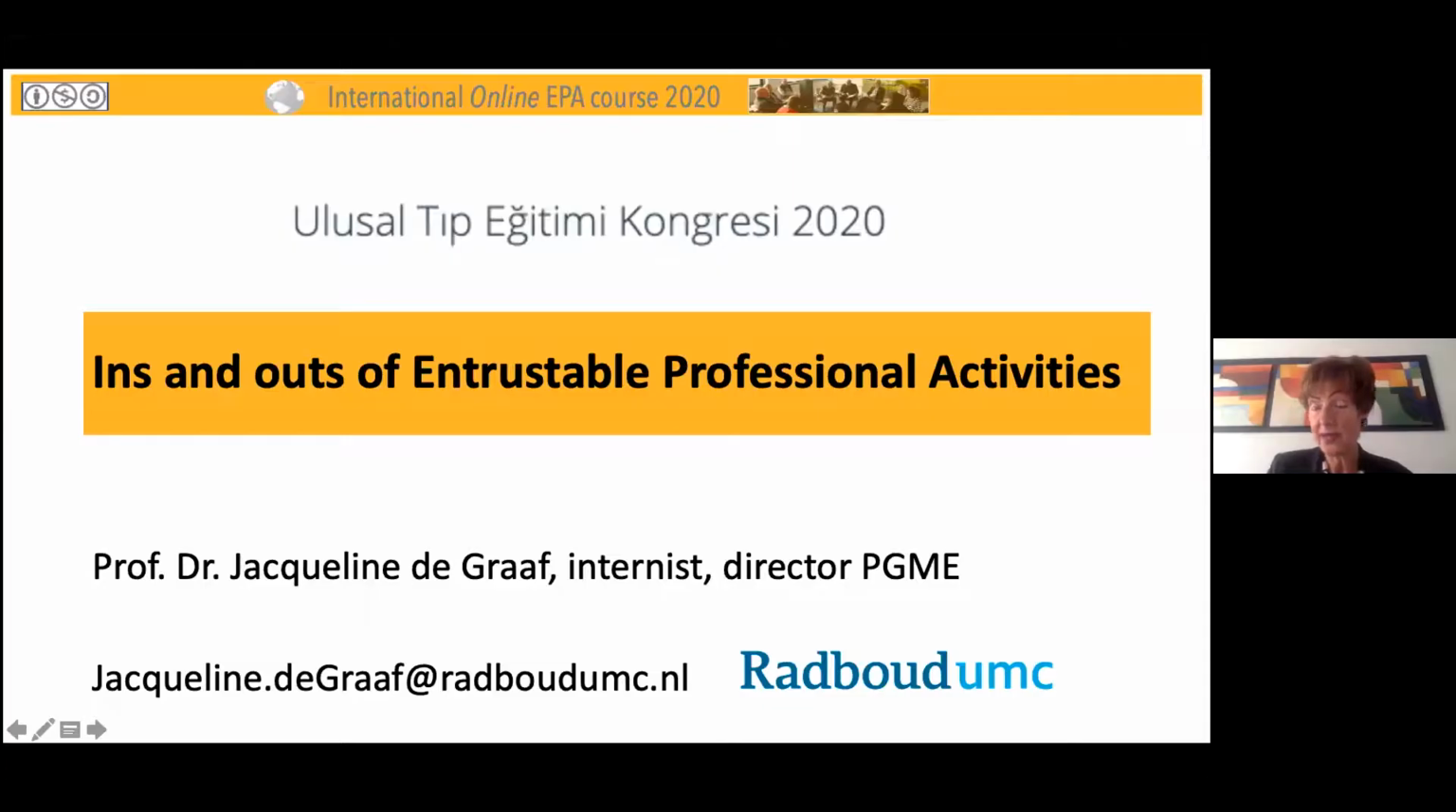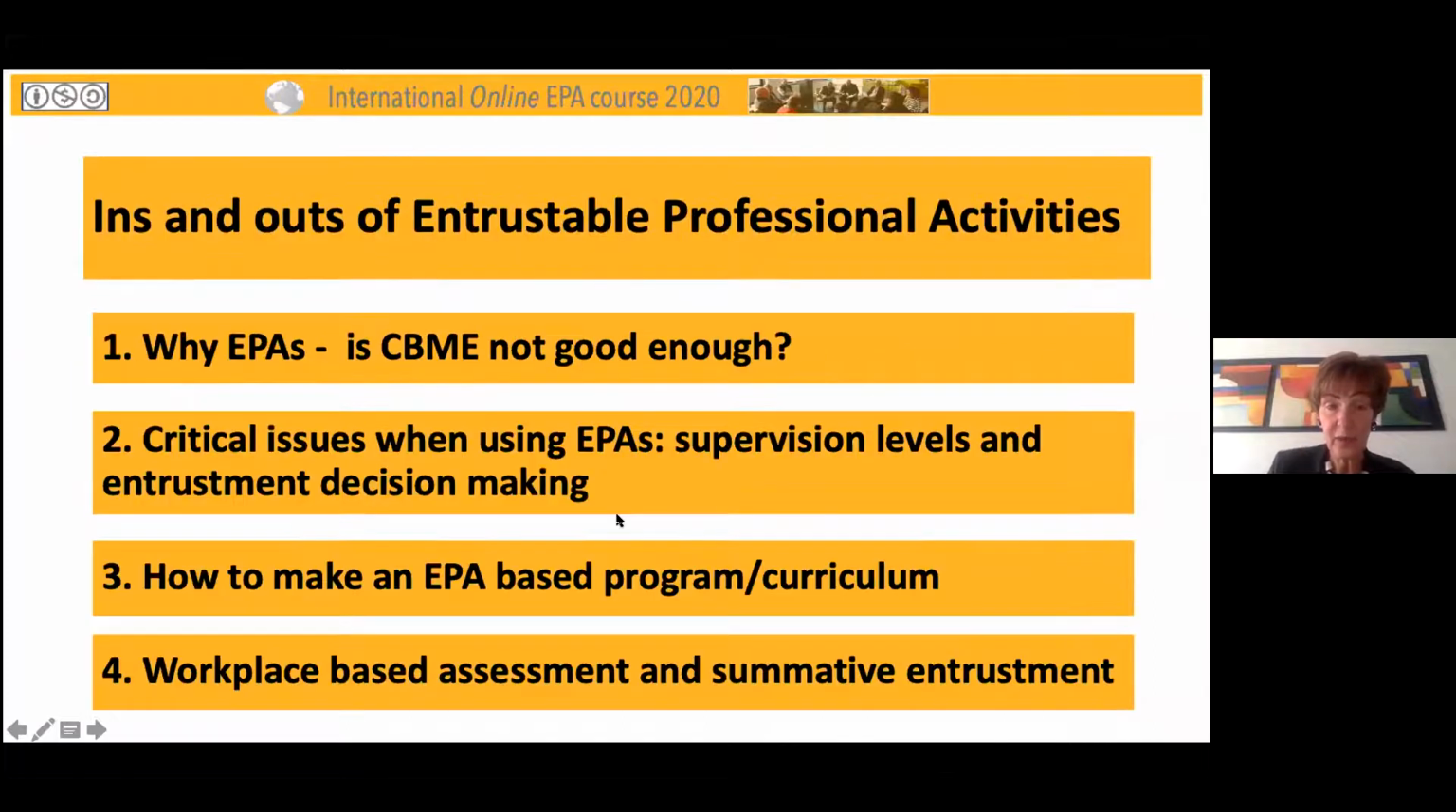Go into depth for some specific areas. So here I made the agenda for today. Today, it's only 45 minutes. Why are we using EPAs now in the Netherlands? It's fully introduced in all different specialties now.